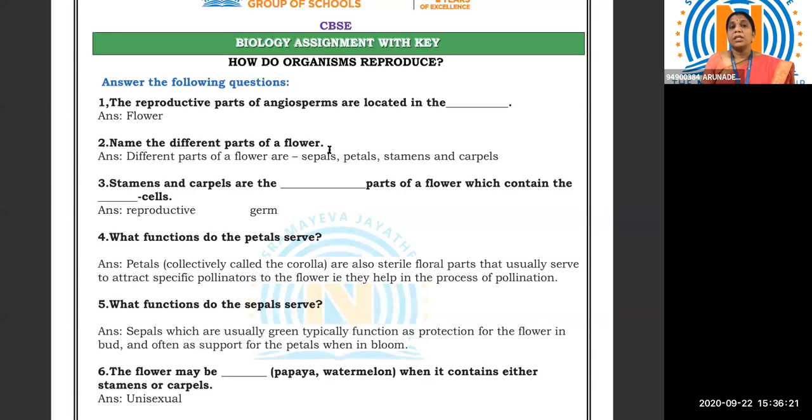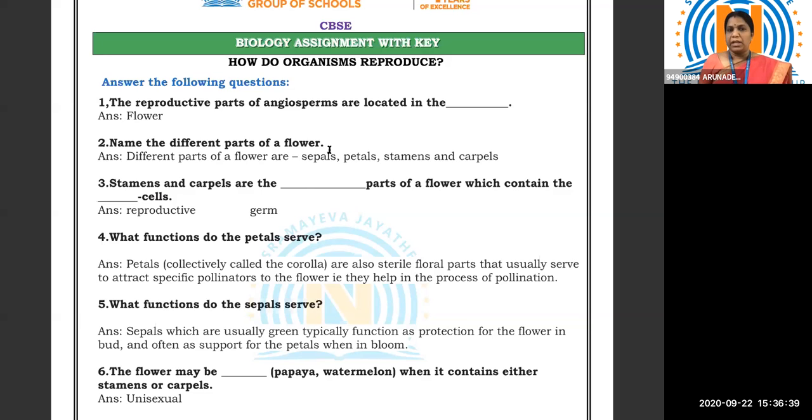Then fourth question, what functions do the petals serve? What is the function of the petals? Petals, collectively called the corolla, are also sterile floral parts that usually serve to attract specific pollinators to the flower. That is, they help in the process of pollination.